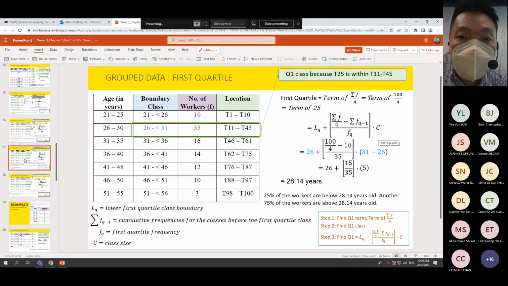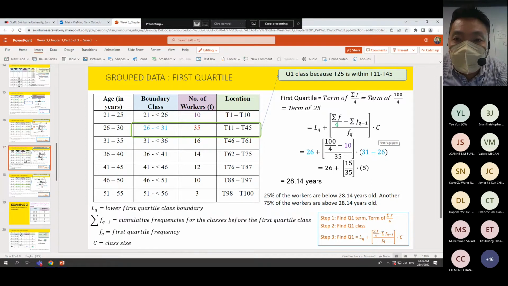Because there is only one class, we just need to sum out the frequency for this class, which is 10. So put 10 here. If there are more classes before the Q1 class, we need to sum out all the frequencies, but for this question, there is only one class before the Q1 class. So we substitute the value 10 here.